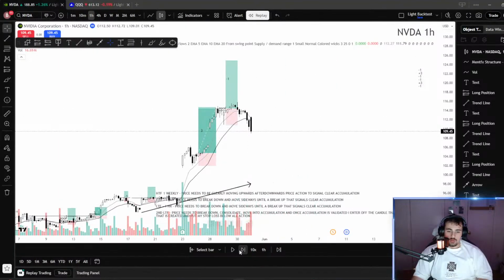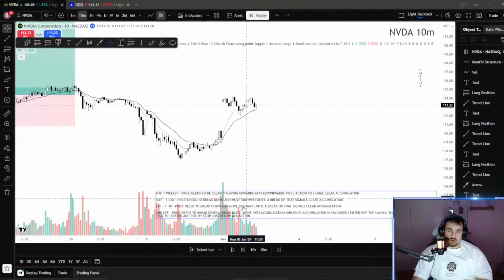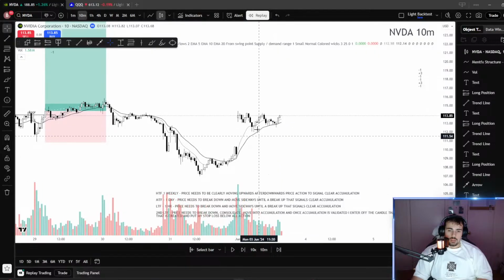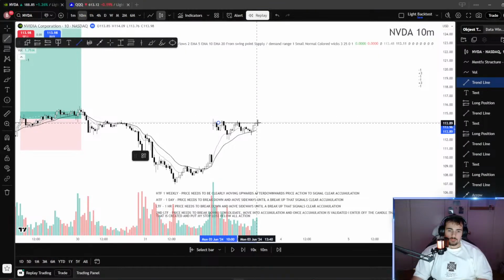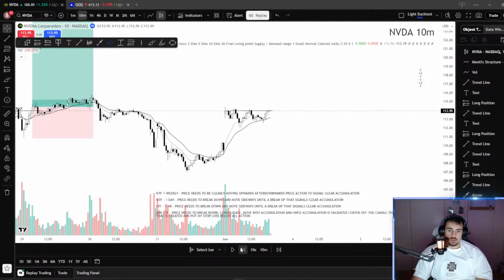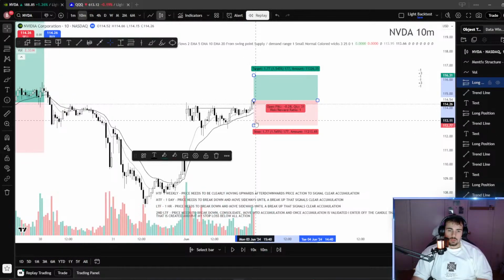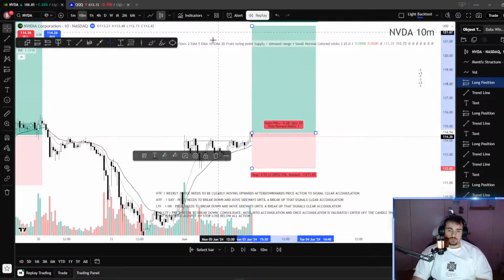All we're going to do now is wait for the 1 hour to prove accumulation, which it does right here. Go down to the 10-minute. We want price to break down. Breaks down. Sideways. I want to see a strong candle over this area right here. 1 to 3. Let's see if we get it.